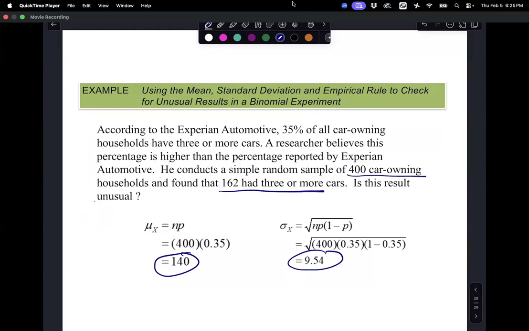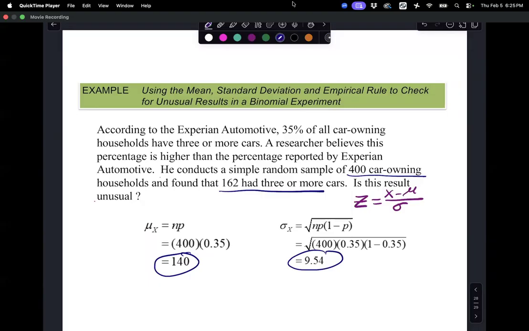So there's a couple of different ways we can do this. You can look at the z-score, or you can just find the 2 standard deviation bounds. Remember, a z-score would be x minus mu divided by standard deviation. I'm going to do this both ways. You choose what you like.